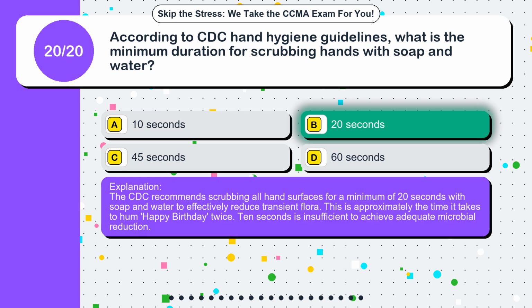The CDC recommends scrubbing all hand surfaces for a minimum of 20 seconds with soap and water to effectively reduce transient flora. This is approximately the time it takes to hum "Happy Birthday" twice. 10 seconds is insufficient to achieve adequate microbial reduction.